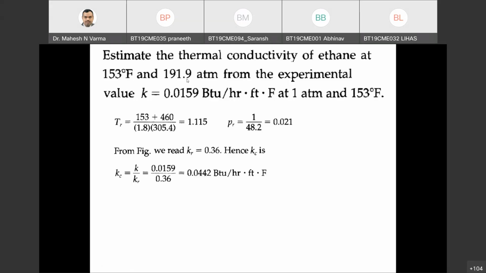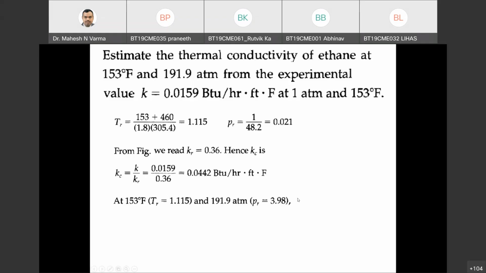Yes, sir. What will be the reduced value of pressure at which I want the thermal conductivity? Sir, we want the thermal conductivity at 191.1 atm. So for that we will find the reduced pressure value, 3.98. Okay, so this is 3.98.